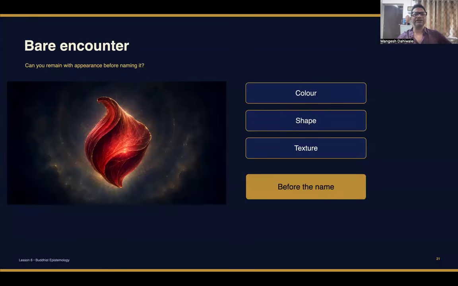So, a bare encounter: can you remain with the appearance before naming it? Now this is an image. If you look at it, just bear with it. Bare encounter of your senses. Can we remain with the appearance before naming it? Color, shape, texture. We just want to name something. We just want to grasp something with some kind of stabilized concept or a word, or any idea. So this is an image I placed before you. Can you just be aware of the color, shape, texture without naming it? We always try to put a word to it. What is it?